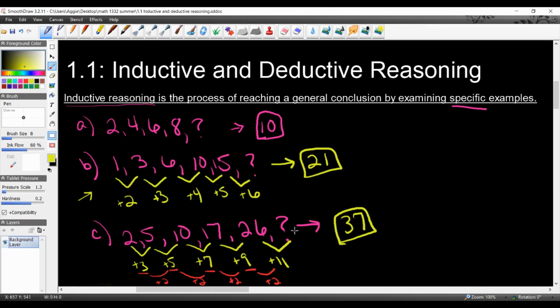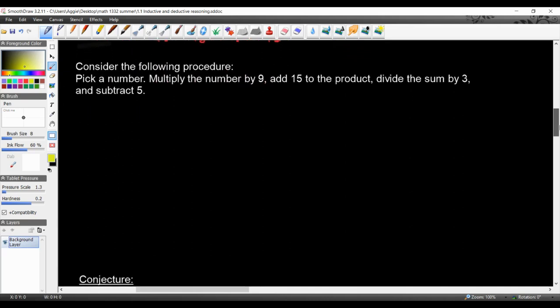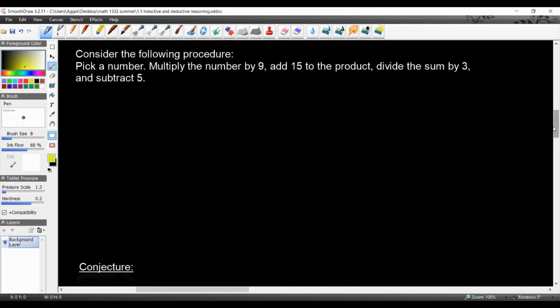Okay, so we're going to do a few more examples of how to use inductive reasoning because it's not just as simple as this. I'm going to scroll down a bit. Make sure you do write everything down, okay? So let's consider this problem right here. It says, consider the following procedure. Pick a number, multiply the number by 9, add 15 to the product, divide the sum by 3, and subtract 5. So we have this procedure that we're going to use. So let's just pick a number. I'm going to pick the number 3, just because I happen to think of 3.